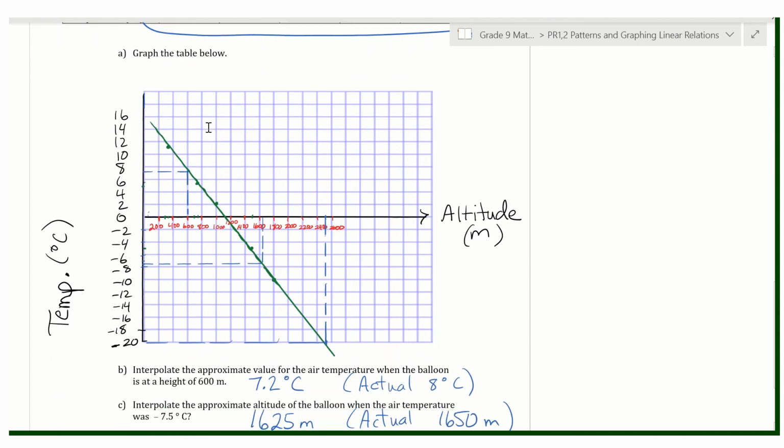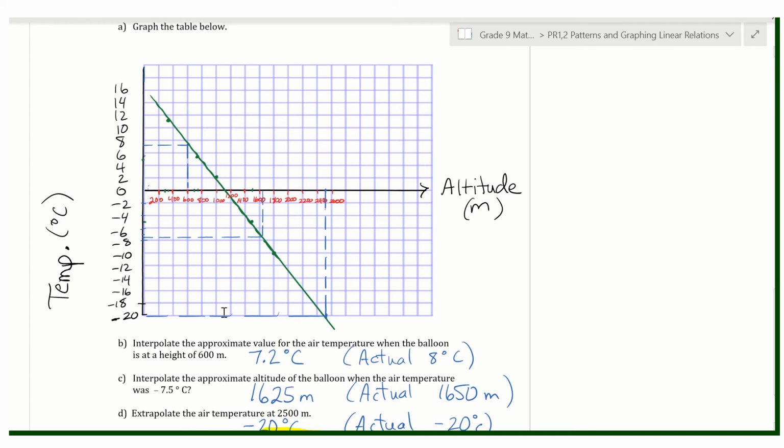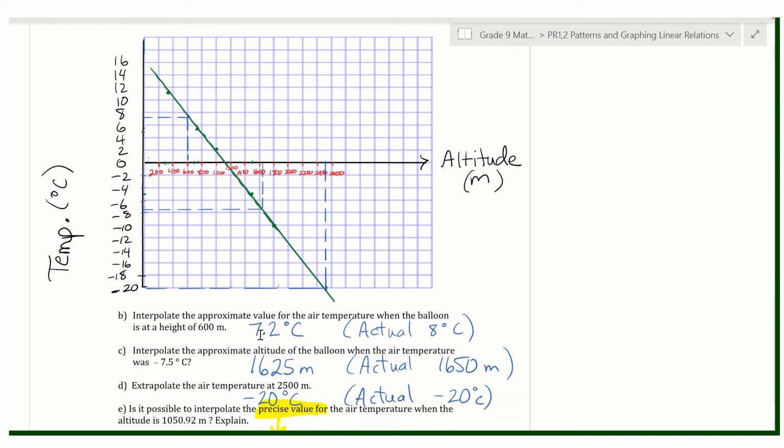Okay, so here we go. It says interpolate the approximate value for the air temperature when the balloon is at 600 meters. So here's 600 meters. Notice I interpolated between the points. I drew a dotted line up to the graph line, and I went across, and that looks like it's past 7, right? So I estimated 7.2. So I think the actual is 8. So I'm off, but again, I'm just using my graph, so I'm just estimating.